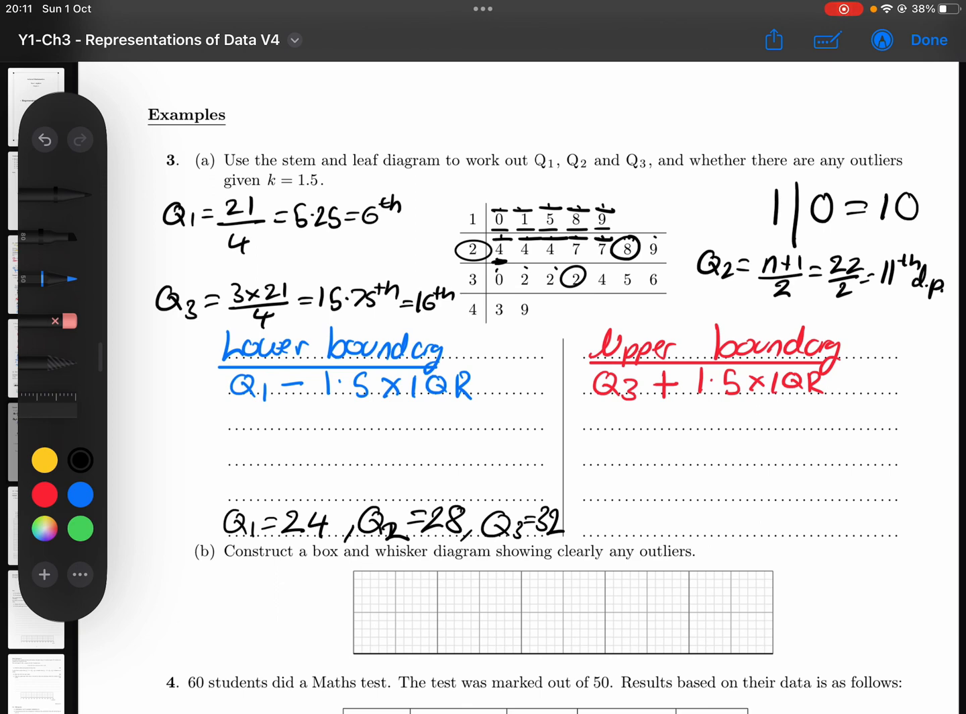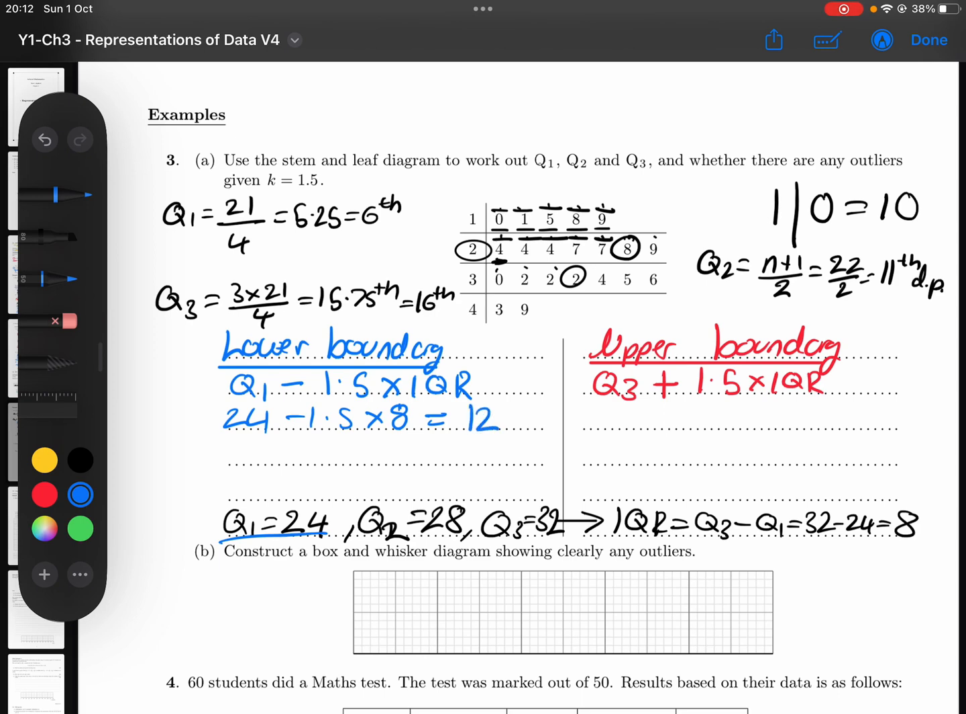And those three values can enable us to work out the interquartile range. The IQR would be upper quartile minus the lower quartile, which in this case would be 8. So let's find out these cutoff points for this data set. The lower quartile is 24 minus 1.5 times the interquartile range of 8, which would equal 12.